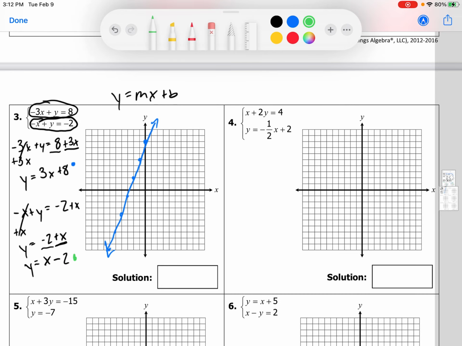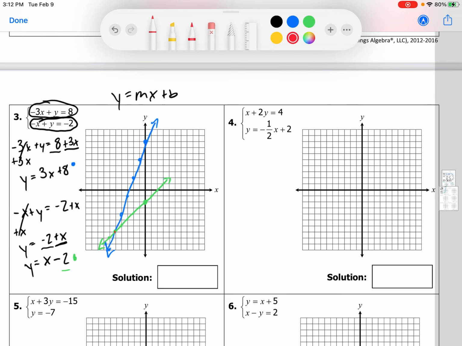Now, my second equation, I have a y-intercept of -2. So my first point is going to be on the y-axis at -2. And I have a slope of 1. So I'm going to go up 1, right 1, up 1, right 1, up 1, right 1. I'm going to go down 1, left 1, because I know that's where it's going to end up crossing this line. So now I'm going to connect these points in as reasonable of a manner as I can.